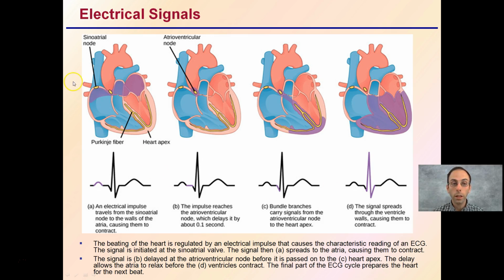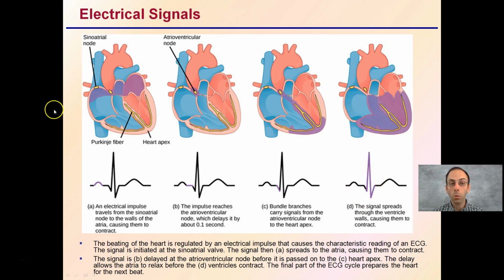These electrical signals, again, put a picture into colorization of the wave. We see the SA node here. It's our first little bump. Then we have our impulse going to the AV node. That's that flat line here. Then we see the bundle branches carrying the signal. That signal's being passed down here, reaching all the way to the heart apex, which is the bottom of the heart. We see that right here. And then when our ventricles contract, this entire area, that's our big peak here.